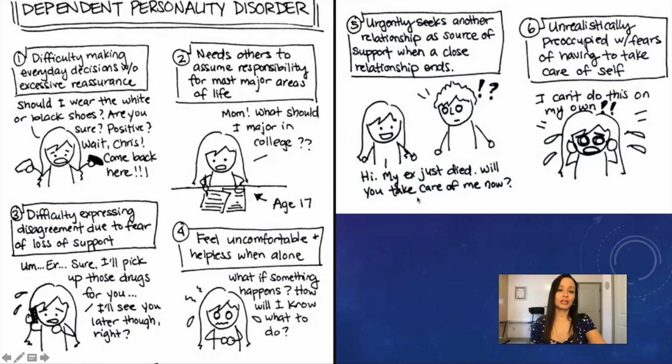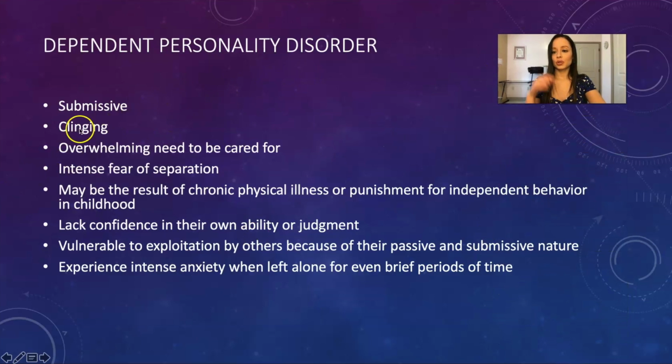So it's that inability of them to take care of themselves. They feel helpless. They are unrealistically preoccupied with fears of having to take care of themselves. I can't do this on my own. Dependent personality disorder. They're submissive. Because they don't want that relationship to end, they will take whatever is thrown their way. They will just put their head down and deal with it. They're clinging. They have an overwhelming need to be taken care of. They have an intense fear of separation.